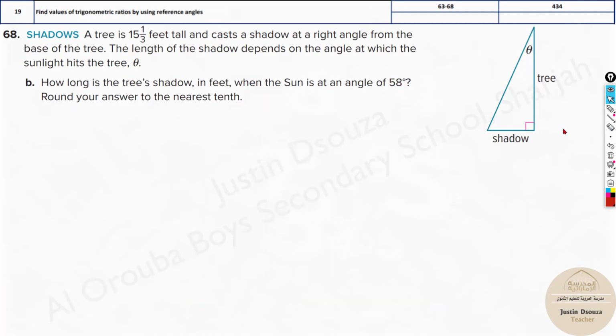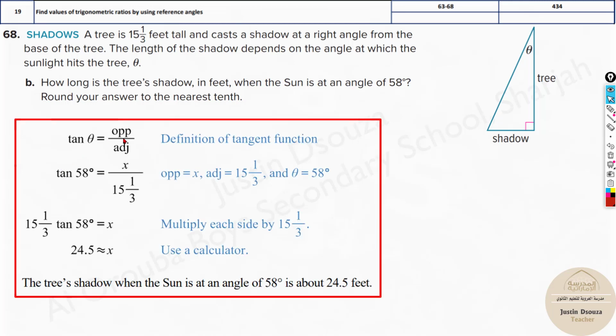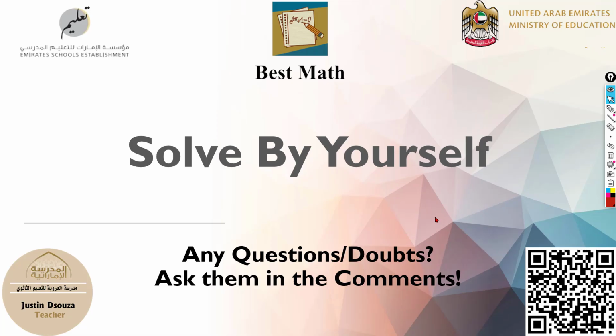Now they have asked, how long is the tree shadow? This is not known, and theta is given as 58 degrees. So we know this height, that is the adjacent, and we know the opposite. So which connects opposite and adjacent? It's tan theta. So tan theta is opposite by adjacent, and just solve it up. Same way what we did a while ago. And that's the end of this topic. Very simple one. Just remember the reference angles, and then from the coordinate, remember how to get the distances, and then please remember all the trigonometric ratios. Then it will be a very easy one.